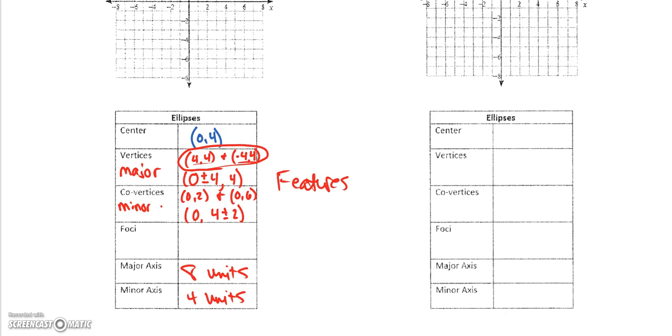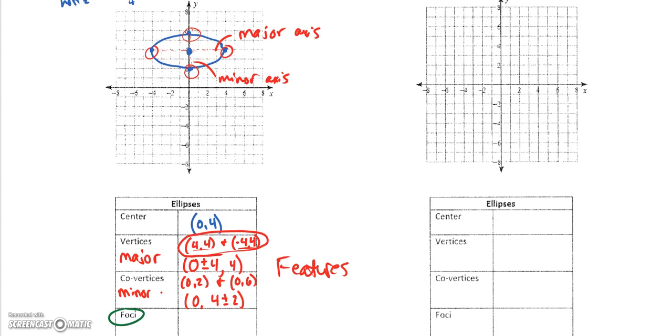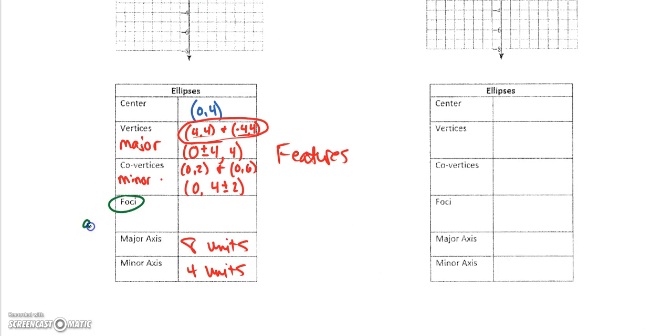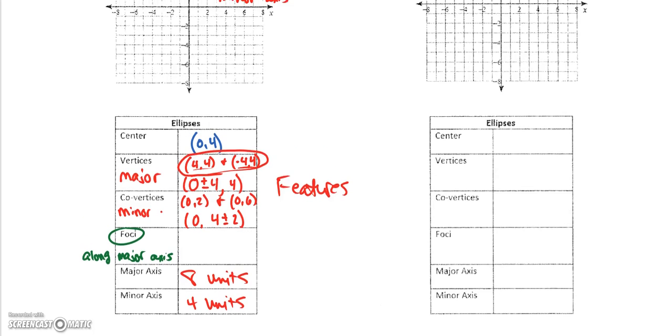Okay, hardest part, the foci. Okay, the foci will always be contained inside of your ellipse. So inside of your ellipse. Also, always along the major axis.